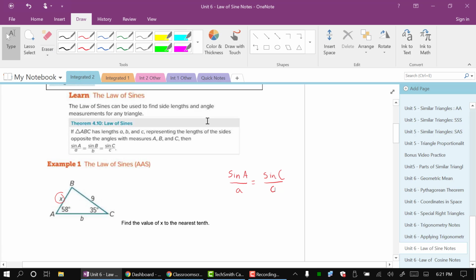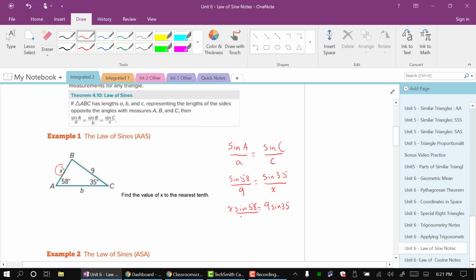So we have A, so let's put that in. This is going to be sine 58 over, we have the value for little a, that's 9. Sine C we have is 35, so that's sine 35. But we don't have what little c is, so that's going to be x. Cross multiply. This gives me x sine 58 equals 9 sine 35.